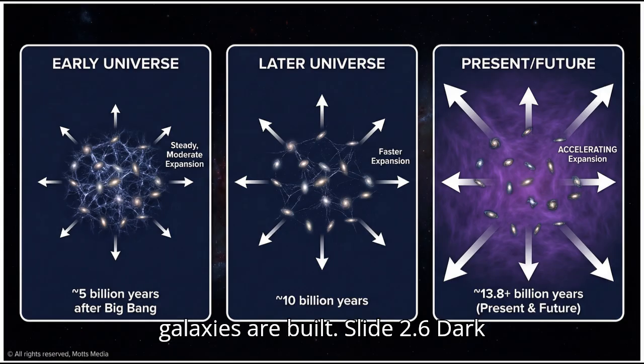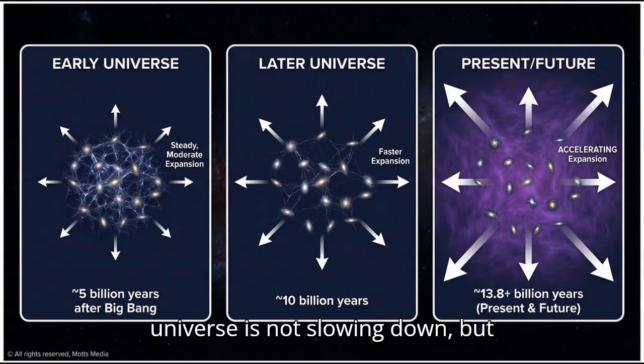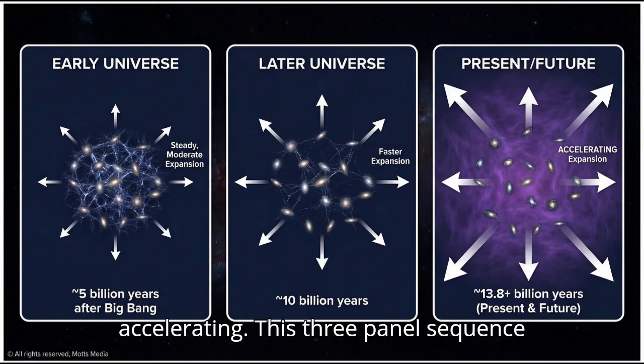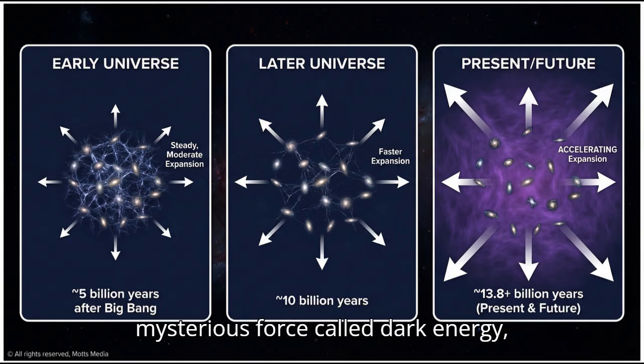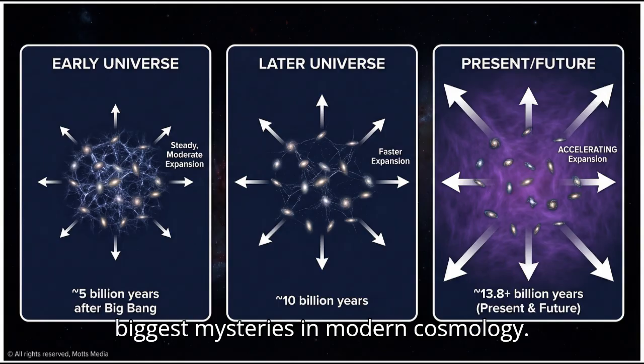Slide 2.6 Dark Energy. In the late 1990s, astronomers discovered that the expansion of the universe is not slowing down, but accelerating. This three-panel sequence illustrates this startling discovery. The cause of this cosmic acceleration is a mysterious force called dark energy, represented here as a pervasive purple field. It makes up about 68% of the universe and is one of the biggest mysteries in modern cosmology.